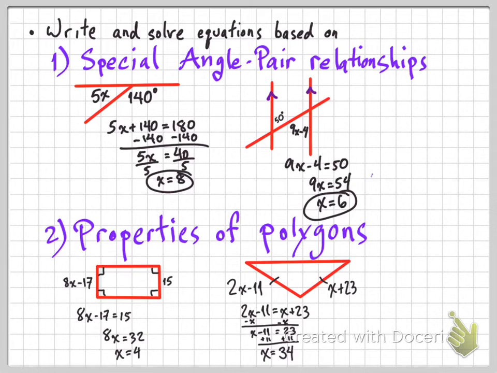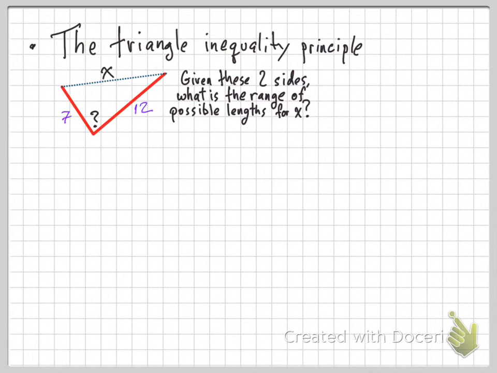All right? Last and not least, is a question or two on the triangle inequality principle, which is the last thing that we've learned in this chapter, so you don't get a whole lot of time to practice this. But let's say you have two sides given like this, one side's 7, one side's 12. What is the range of possible lengths for the third side, which I've labeled x? And remember, we don't know anything about the angle in between those two sides. So it might look like that, or it might look quite a bit different.